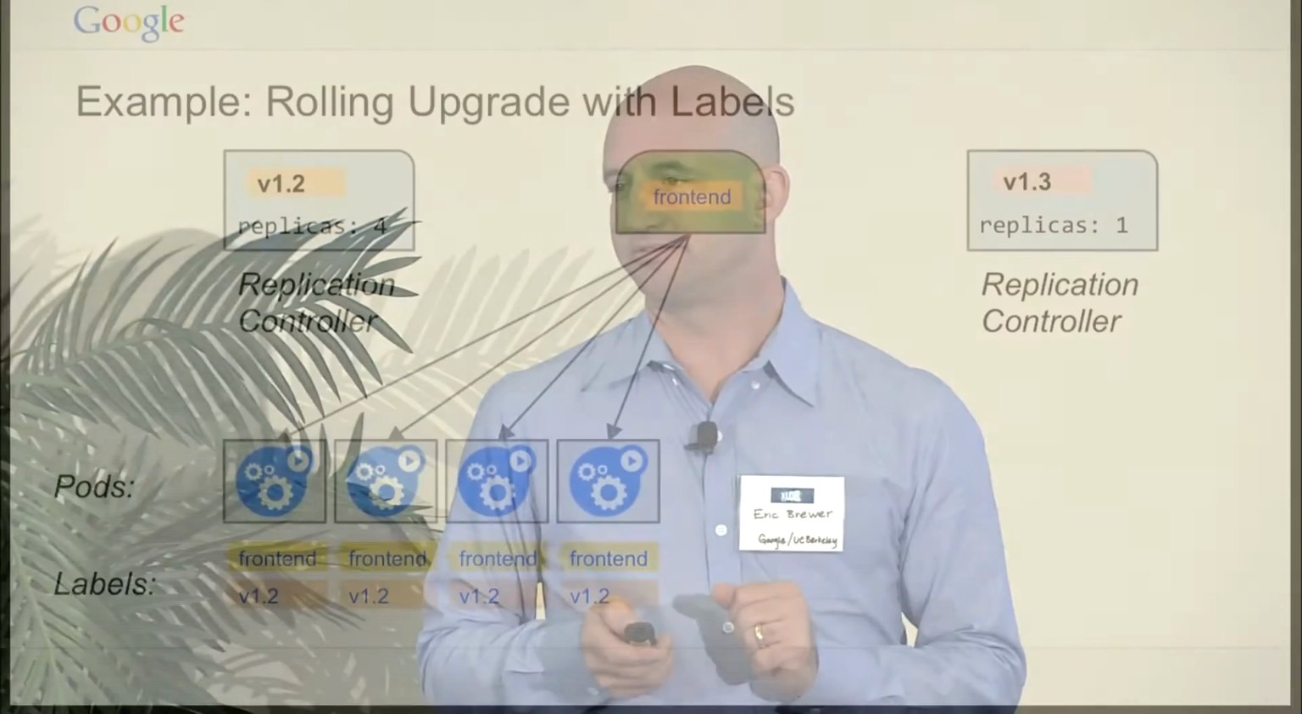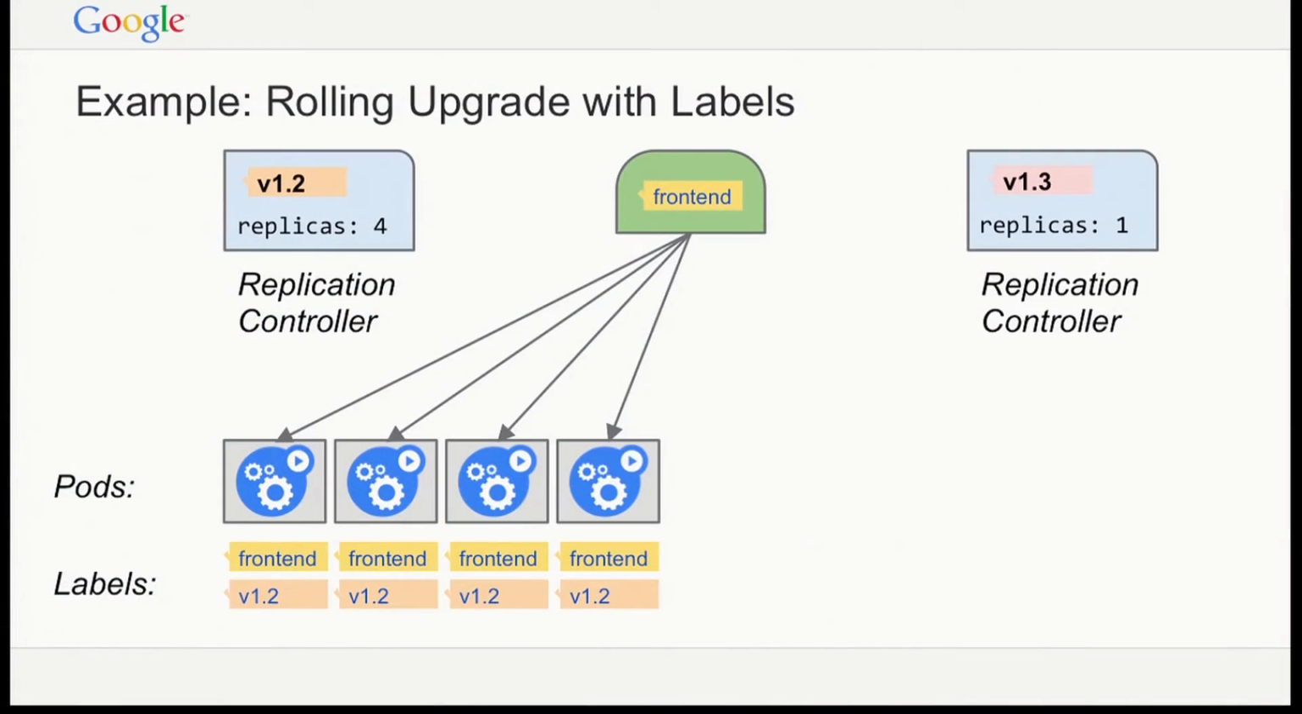All right, so the way I do a rolling upgrade is I say, oh, I want to go to version 1.3. I will make a replication controller for the new version. I'll give it one node. Well, there aren't any right now, so it has to create one.